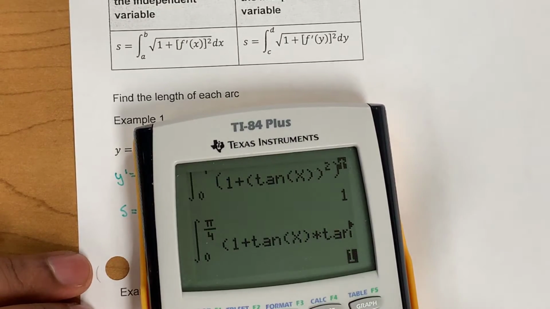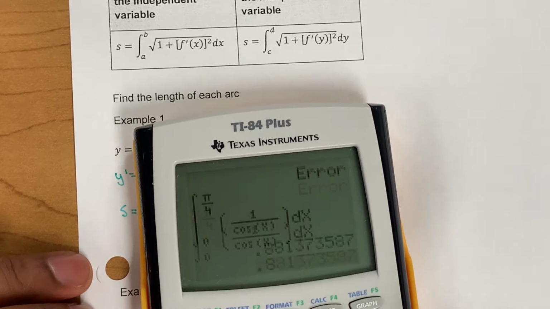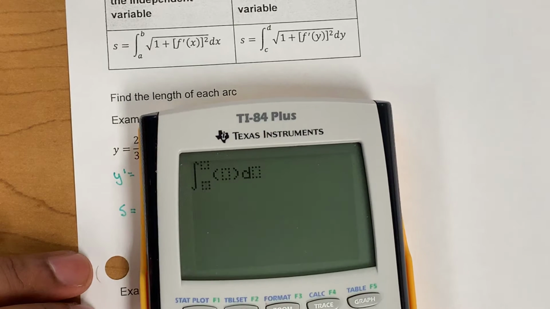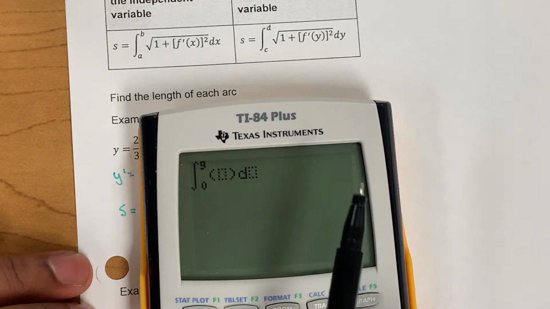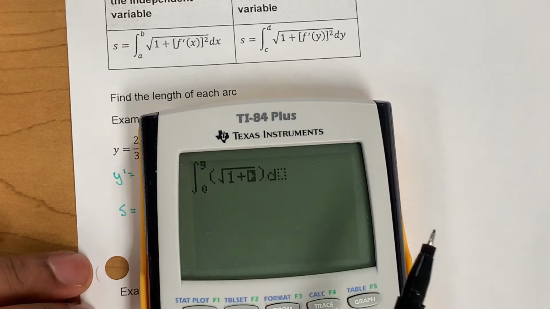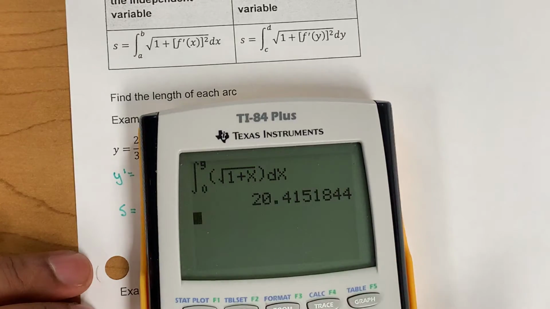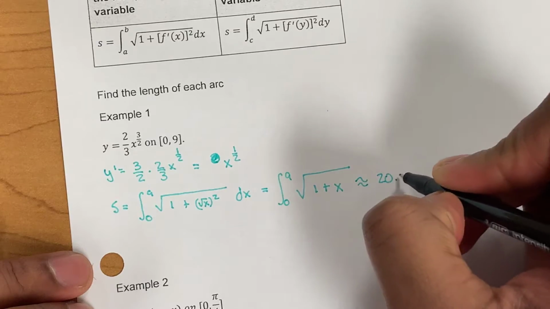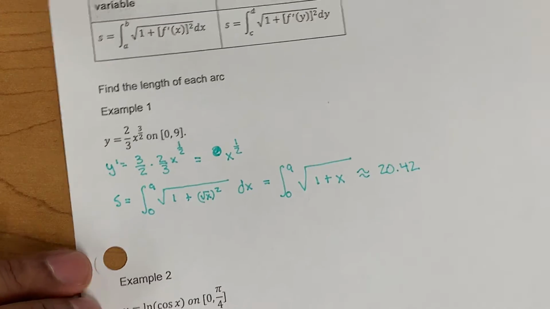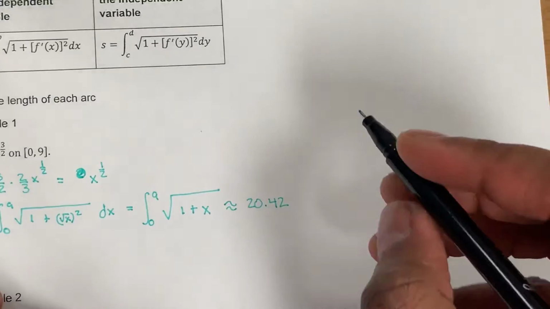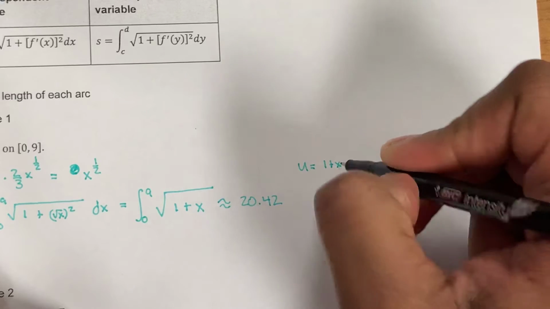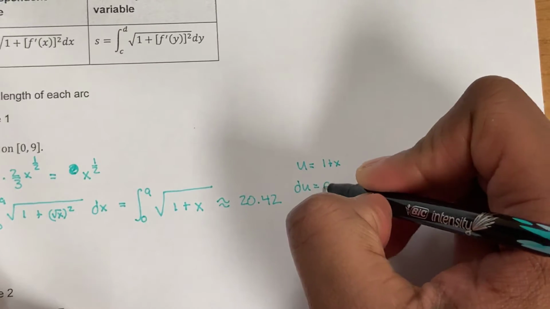So we'll clear this out. Math 9 pulls up our integral, and so we're going from 0 to 9 of the square root of 1 plus x dx. And that turns out to be 20.42. So we know this result should equal about 20.42.